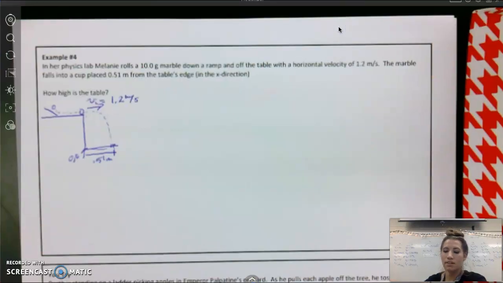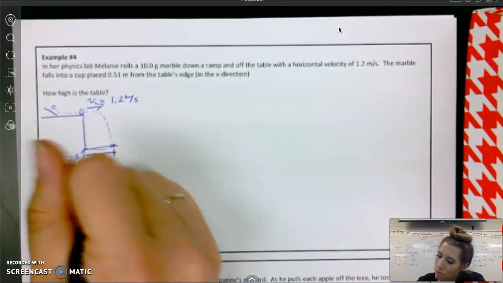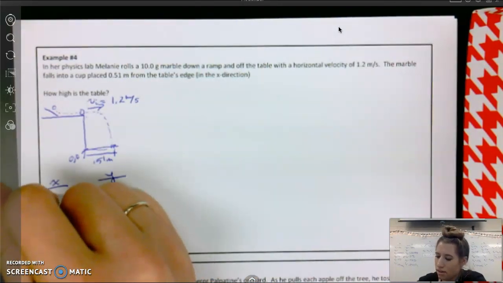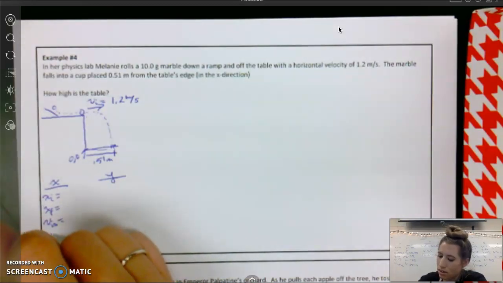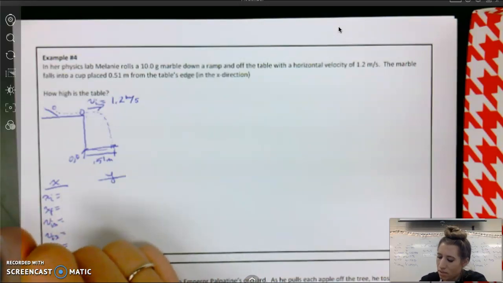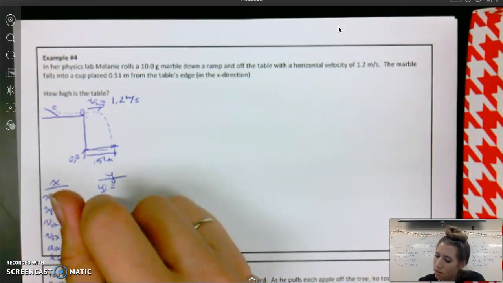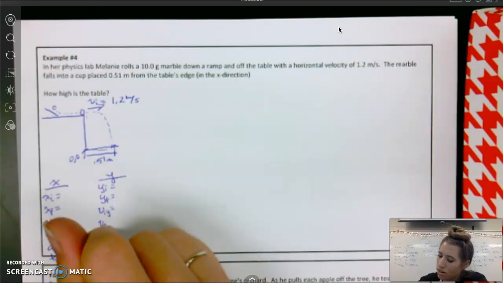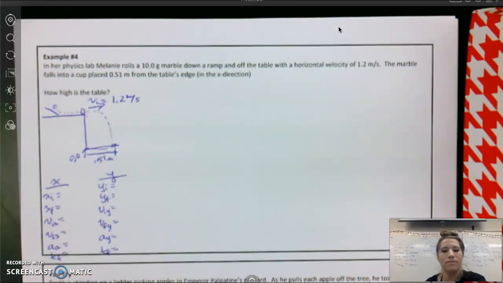So x components and y components. X initial, x final, velocity initial in the x, velocity final in the x, acceleration in the x, and time final. And then y initial, y final, velocity initial in the y, velocity final in the y, acceleration in the y, and time final.